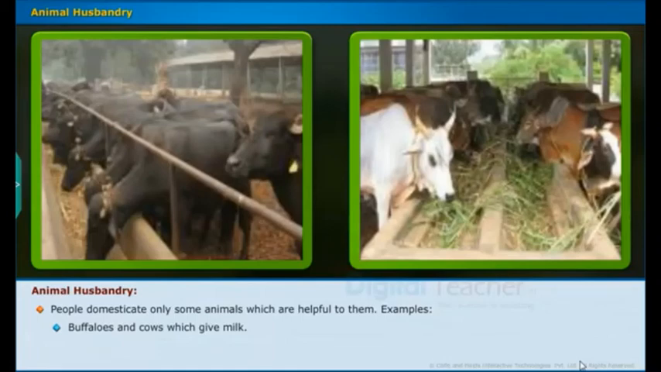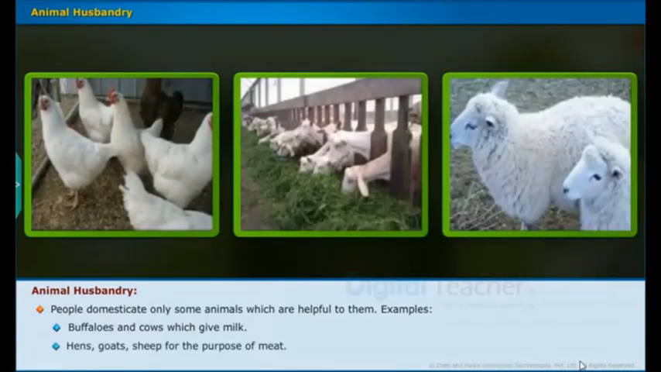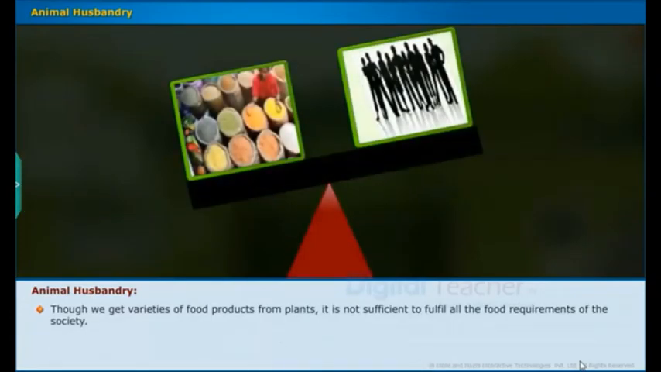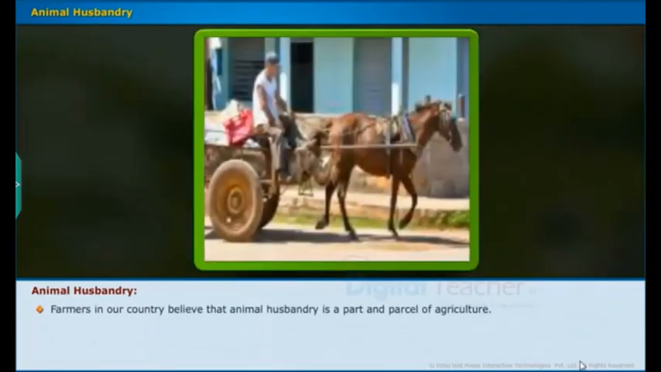Examples: buffaloes and cows which give milk, hens, goats, sheep for the purpose of meat, ox, horse, bulls, donkeys for the purpose of agriculture and transportation. Though we get varieties of food products from plants, it is not sufficient to fulfill all the food requirements of the society. Hence, we need food from animals also. Production of food from animals is also as important as agriculture in our country. Farmers in our country believe that animal husbandry is a part and parcel of agriculture.